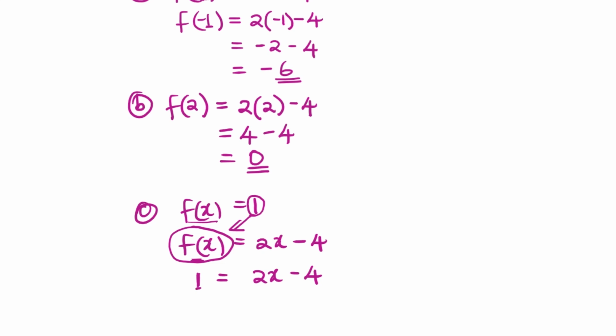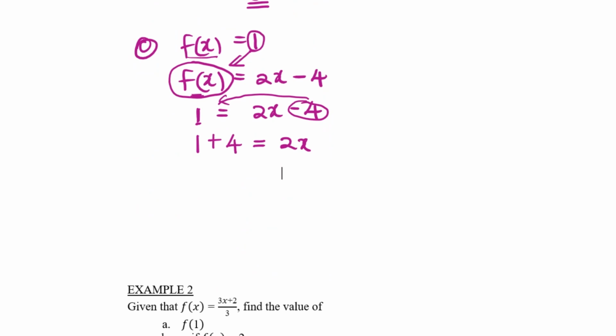So we can now collect the like terms. We'll say 1. This negative 4, when it goes to the other side, crosses the equal sign, it becomes positive. Remember, we are saying is equal to 2x. From there, you can proceed by saying 1 plus 4 is 5 is equal to 2x.